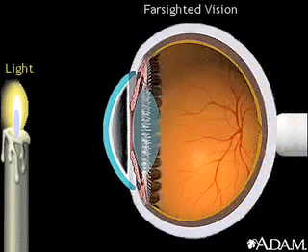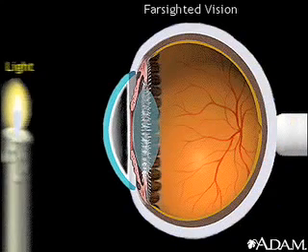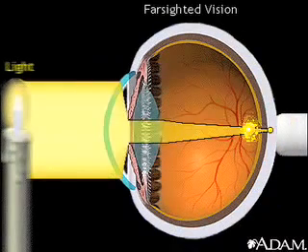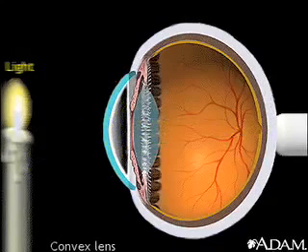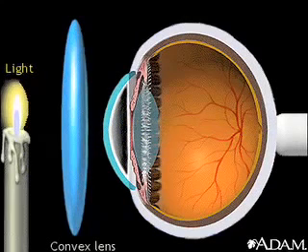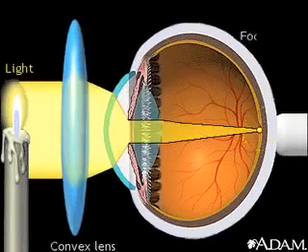Farsightedness occurs when the length of the eye is too short. Light is focused at a point behind the retina, making it difficult to see things that are up close. A convex lens is used to correct farsightedness because it directs the focal point back onto the retina.